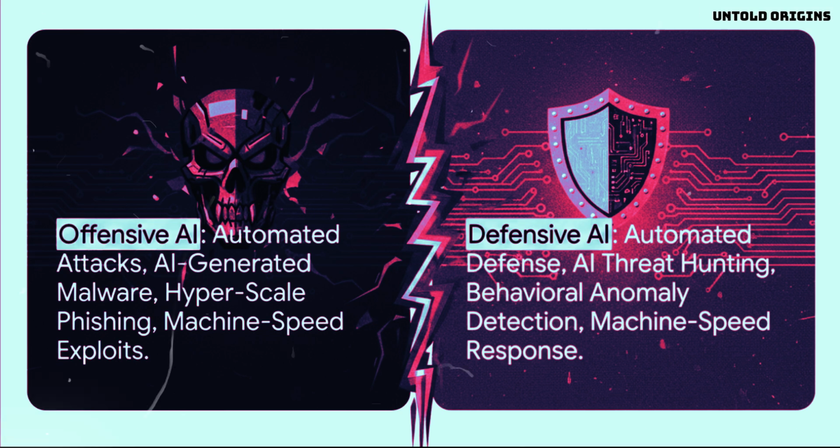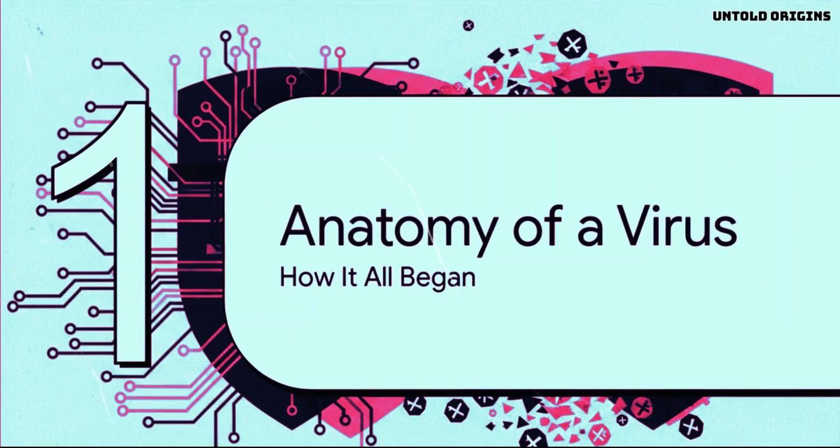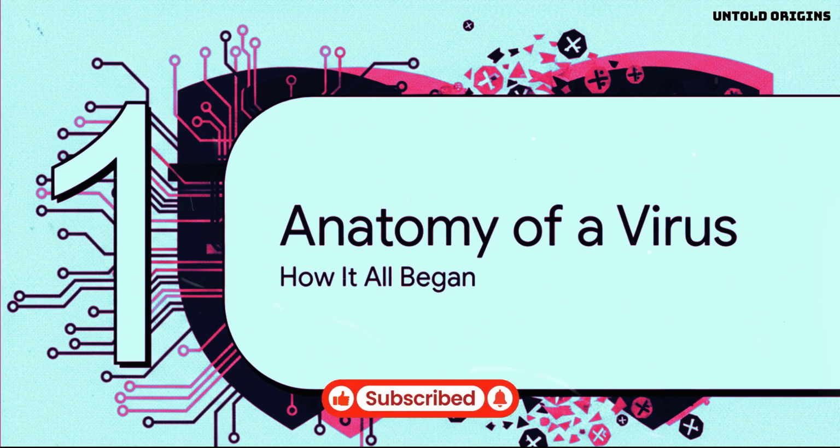So, how on earth did we get here? Well, to really get a handle on the AI war of today, we have to rewind the clock. We've got to go all the way back to the beginning. To the, let's call it the original weapon, the fundamental building block of every digital threat, the computer virus.